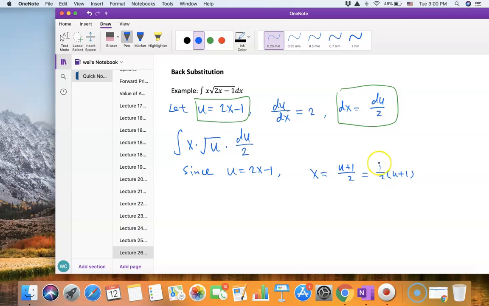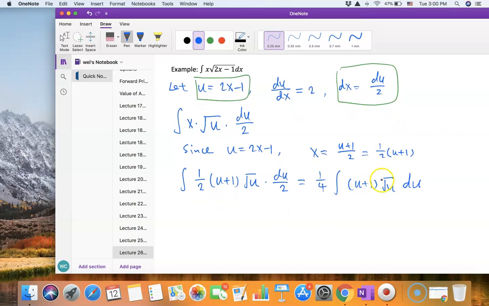Now we substitute 1 over 2 times u plus 1 for x. Now the integral becomes 1 over 2 times u plus 1 times the square root of u times du over 2. 1 over 2 times 1 over 2 gives us 1 over 4. Okay, it seems that this function is as difficult as this one. How can we make this function easier? Well, if you try to simplify this function, you will see that actually this function is not that hard.